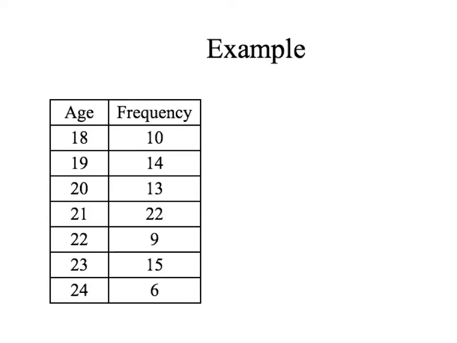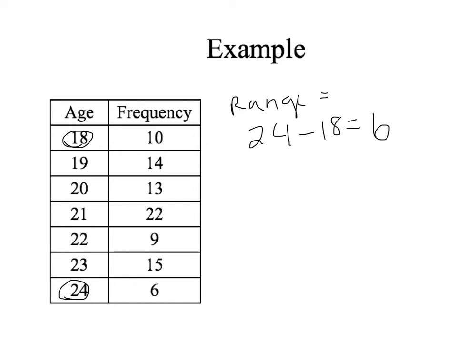Here we have a distribution of ages, and so you can see here are our valid categories for the variable age. To calculate the range we're going to take the highest, which is 24, and we are going to subtract the lowest, which is 18, and that's going to give us 6. So the range is 6 years.